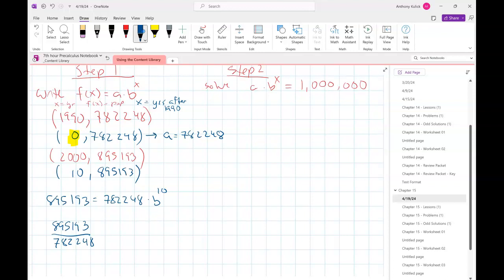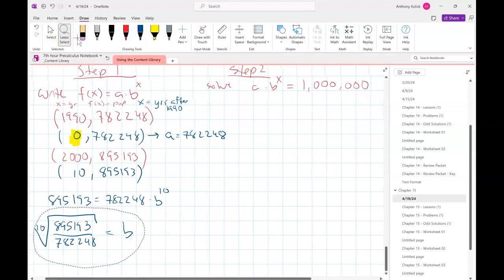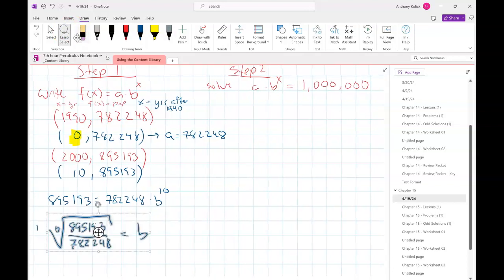Well, what if it was just b squared? How do I cancel out the squared? Square root. So how am I going to cancel out the 10th? 10th root. Right? No big deal. Mr. Kulik, I don't know how to do a 10th root. You just do it on your calculator. Technically I get a plus or minus, but I know the b's are always positive, so I don't even bother writing the plus or minuses.